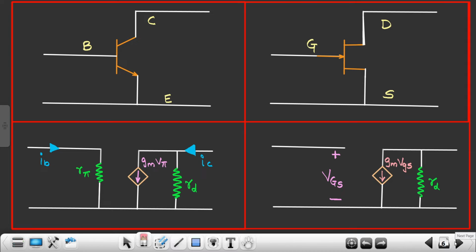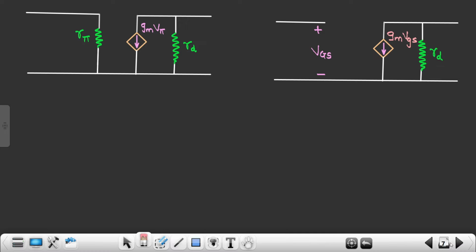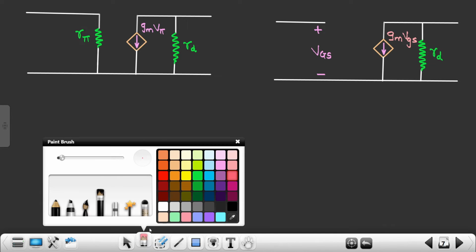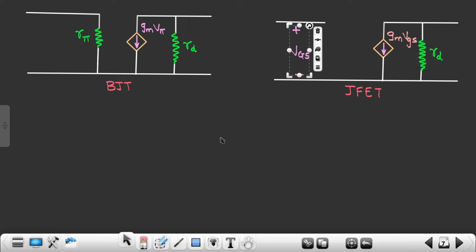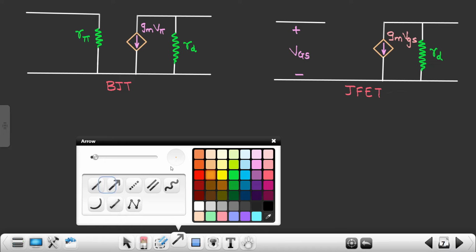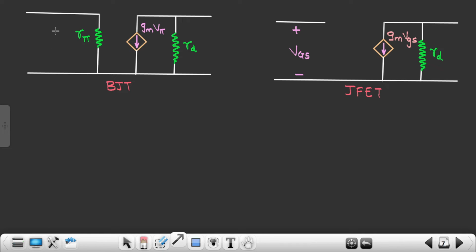Okay, great. Now let's move further and talk about the third point, that is input impedance. Right. So for BJT, this is our BJT model. Let me write over here, this is my AC model of BJT, and this is my AC model of JFET. Right. So let me move this VGS somewhere over here. All right, great. So now when I talk about this particular input impedance, let me mark it with some arrow.